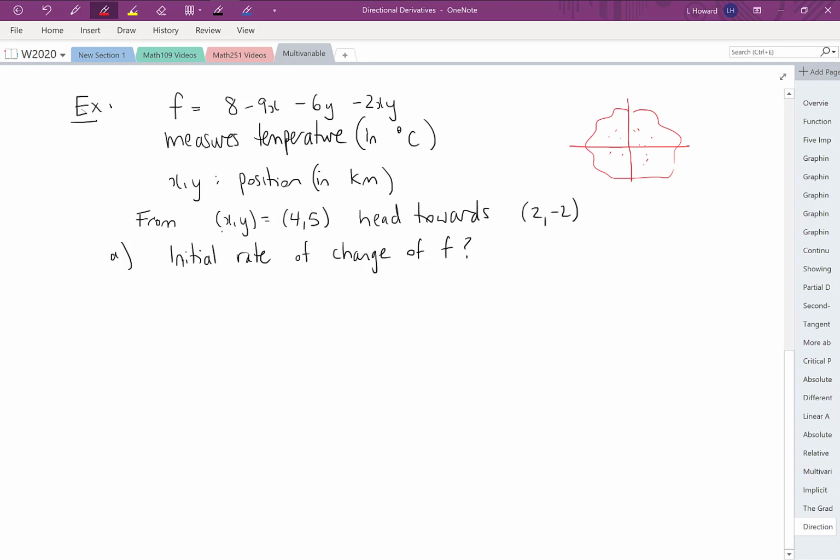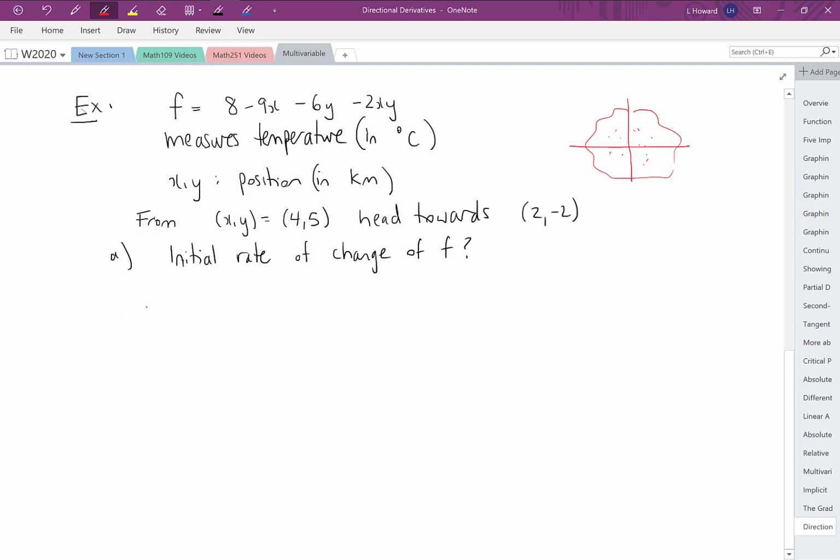The idea is that we're going to start off at the point (x, y) equals (4, 5), and we're going to head towards the point (2, -2). So we have a sense of what direction we're going in. We want to figure out the initial rate of change of f. That means at the moment that we're leaving the point (4, 5) and heading towards (2, -2), what is the rate of change of f at that moment? That's an instantaneous rate of change that we're calculating.